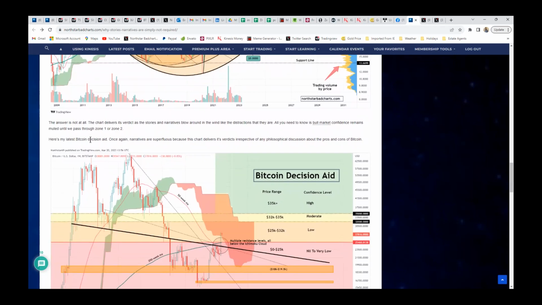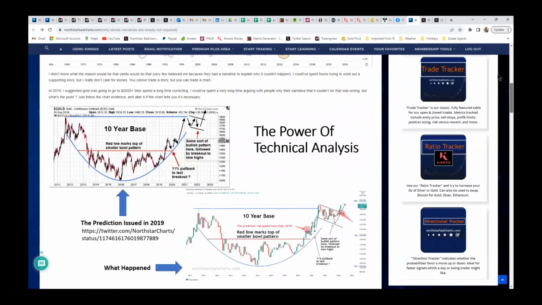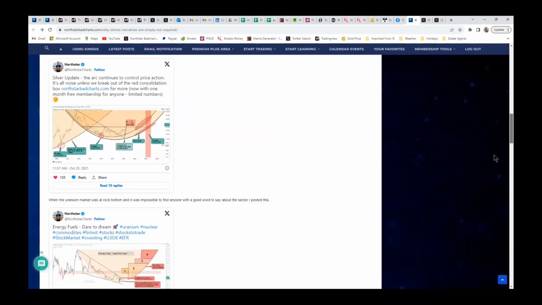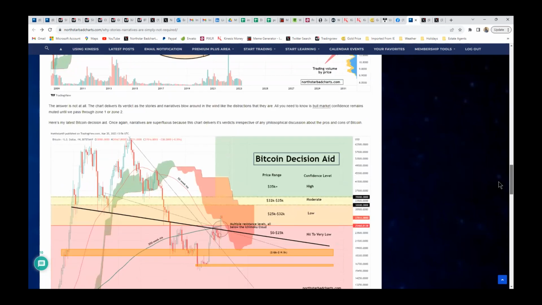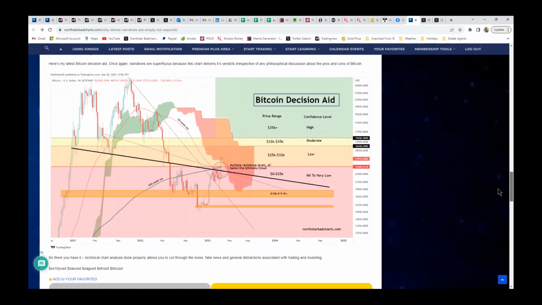Here's my latest Bitcoin decision aid. Oh, this is a little bit old now, of course. This post was done, when was it done? March of this year. So that's the Bitcoin decision aid. Once again, narratives are superfluous because this chart delivers its verdicts irrespective of any philosophical discussion about the pros and cons of Bitcoin.